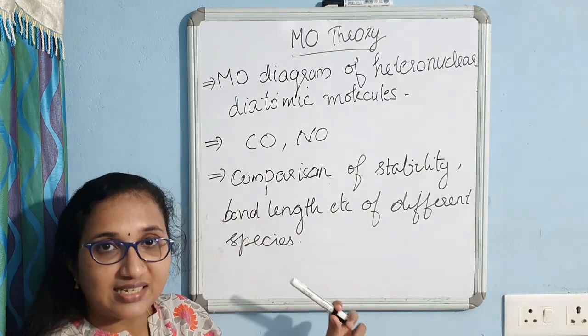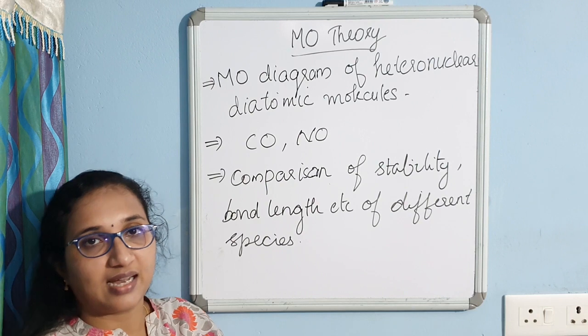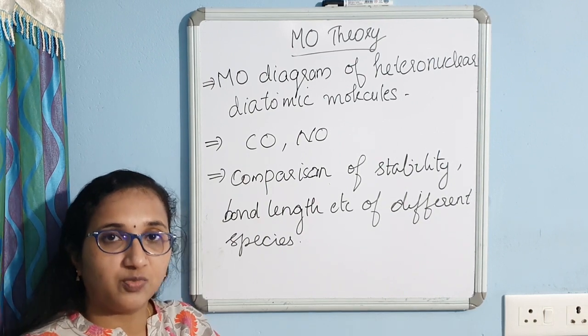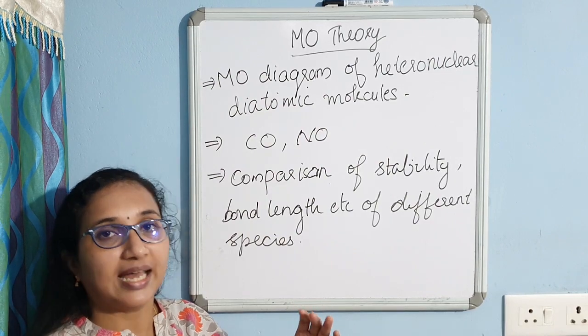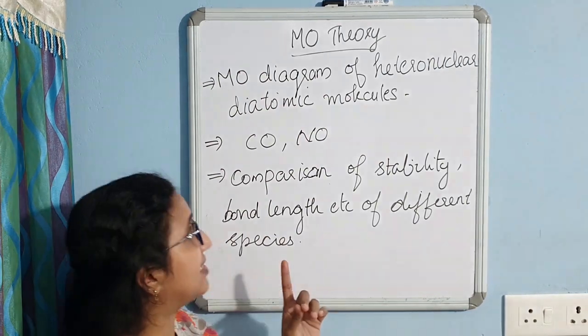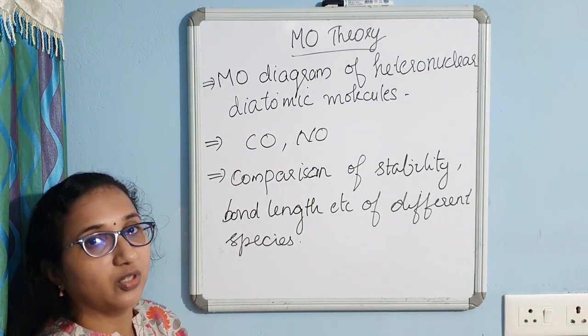So far we have been discussing the MO diagrams of homonuclear diatomic molecules such as hydrogen molecule, nitrogen molecule, etc. Homonuclear diatomic means both the atoms are the same, whereas in this case the atoms are different, that is heteronuclear diatomic molecules.